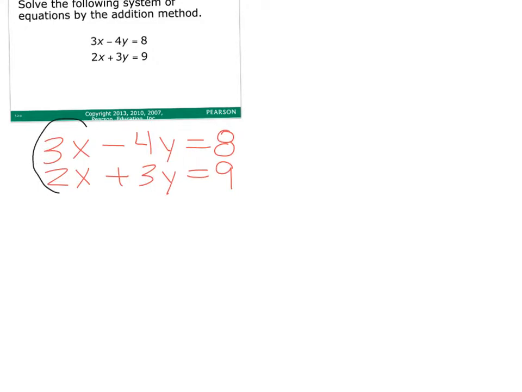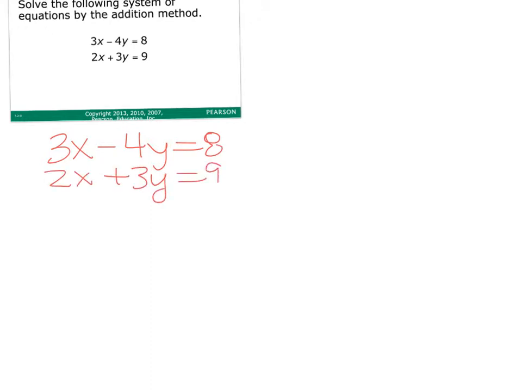So you can either do some multiplication to try to make the x's opposites. 3x and 2x could both be turned into a 6x. Or you could try to make the y's opposites. 4y and 3y could both be turned into 12y. It doesn't matter which method you do or which variable you use, but you do need to try to make two of them opposites. Sorry, I didn't mean to erase all of my writing, just the black writing.